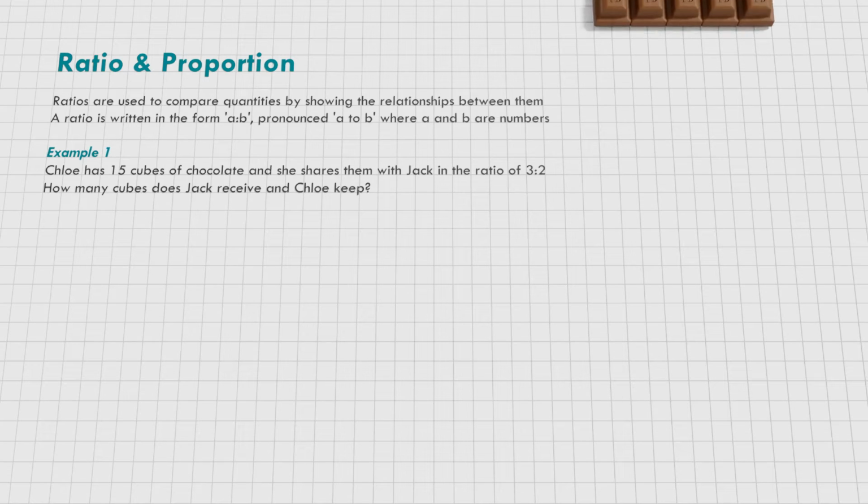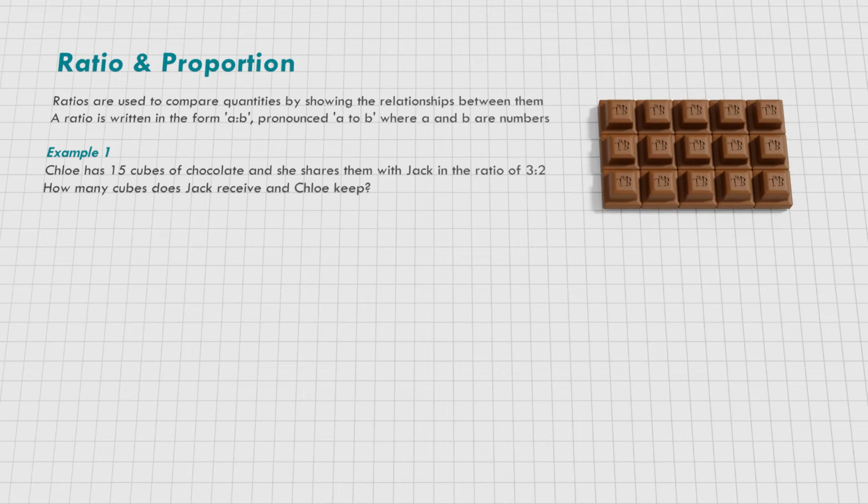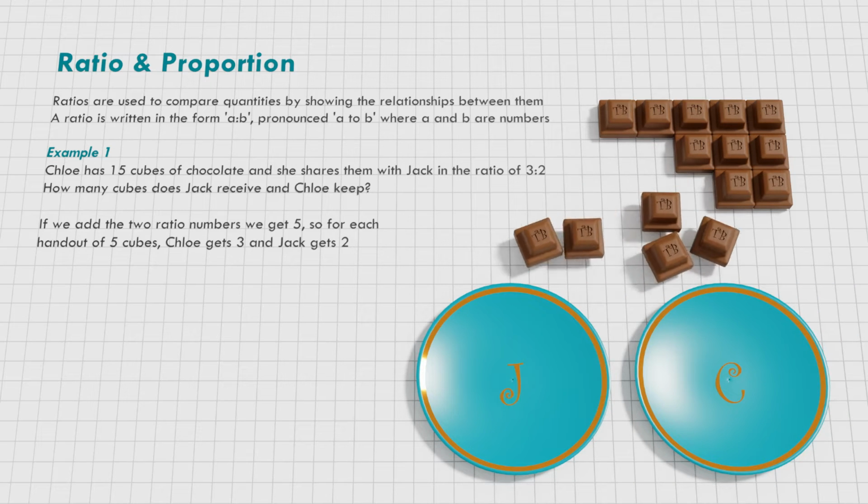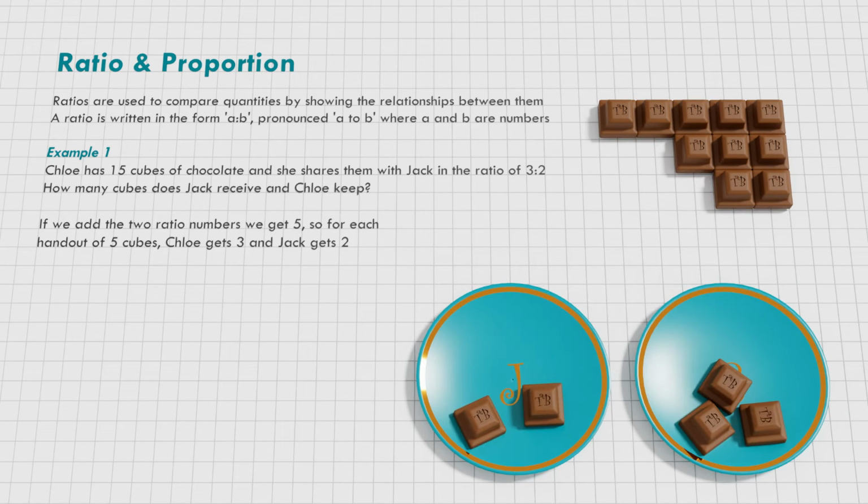Chloe has 15 cubes of chocolate and she shares them with Jack in the ratio of 3 to 2. How many cubes does Jack receive and Chloe keep? If we add the two ratio numbers, we get 5. So for each handout of 5 cubes, Chloe gets 3 and Jack gets 2.